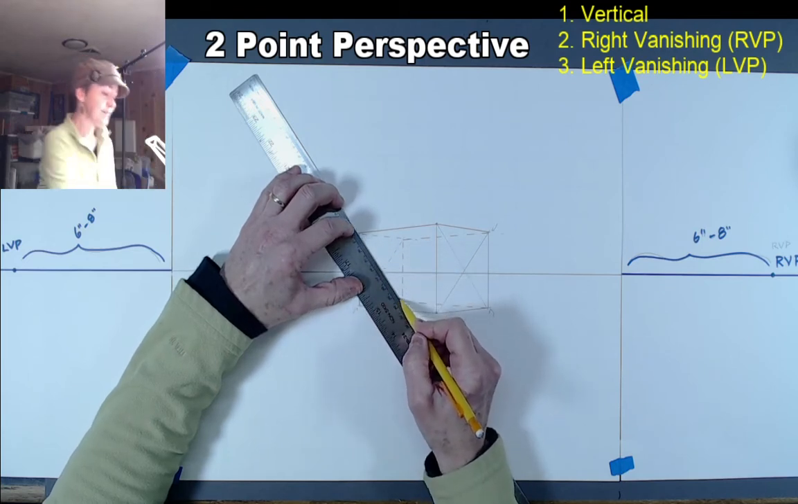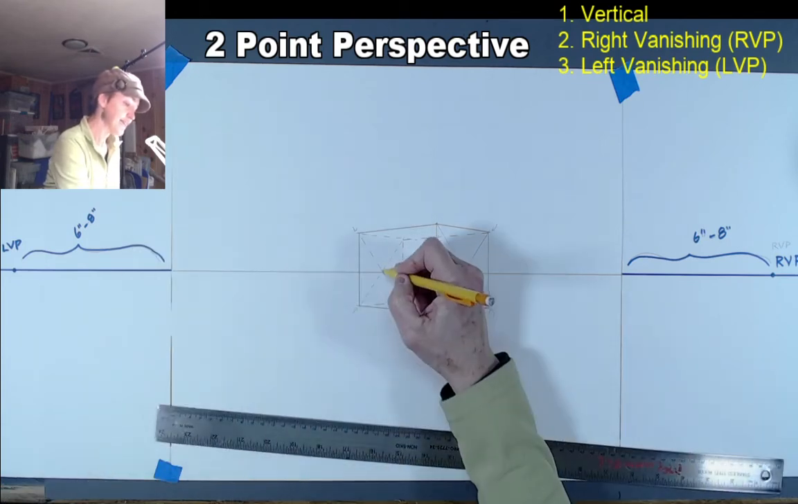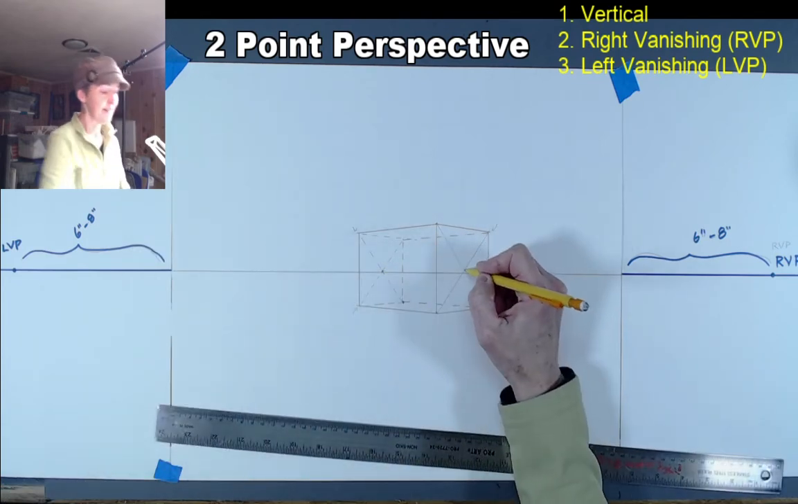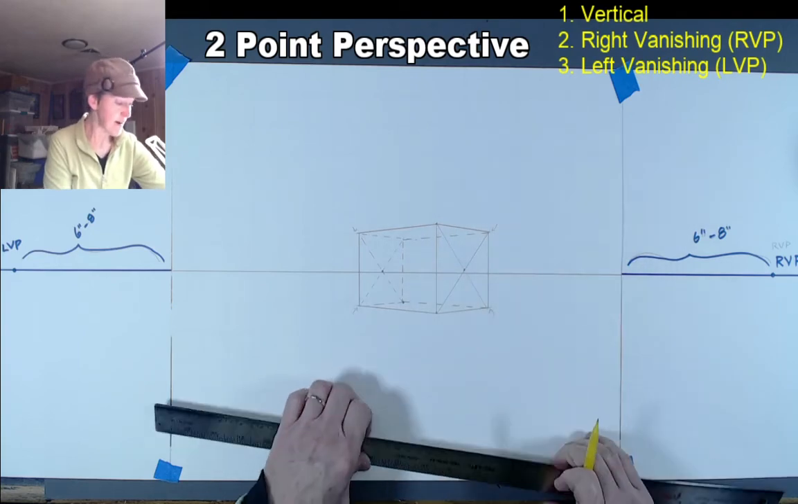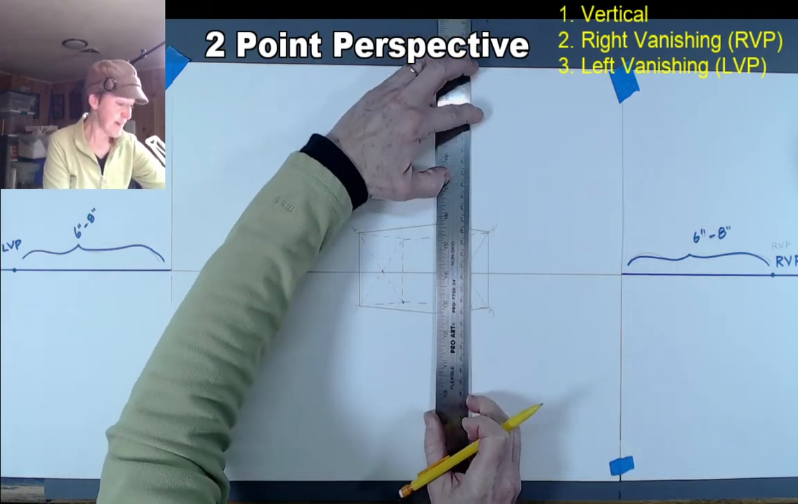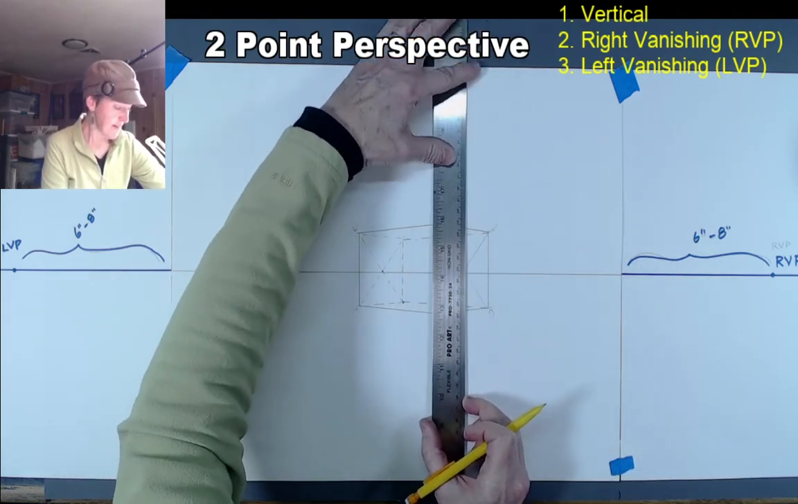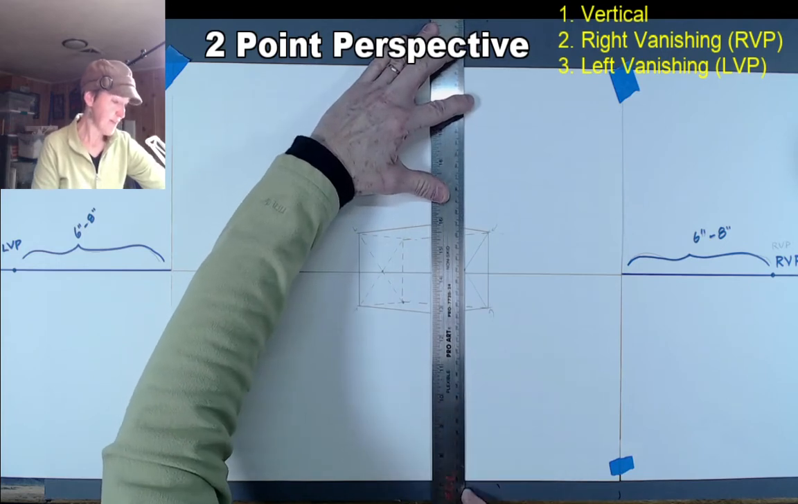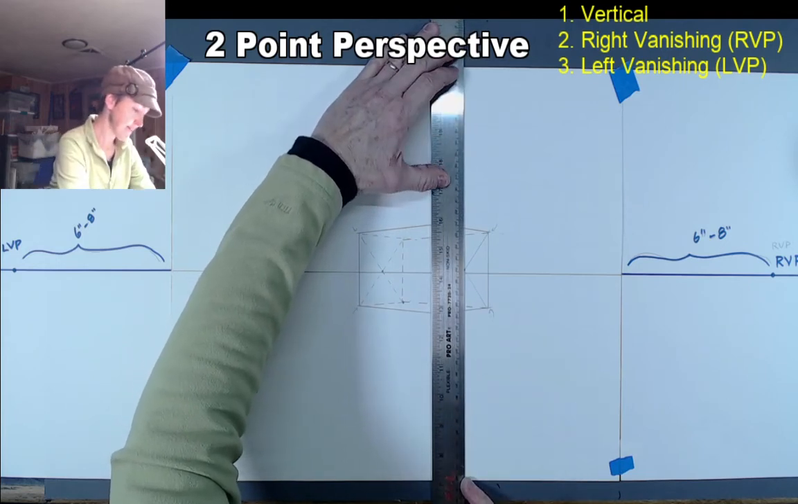So once you've got an X at both ends, put a dot where the X intersects. That's the center of that plane of the barn. And then we're going to take a line straight up. The more accurate you are with your verticals, the better this is going to turn out.